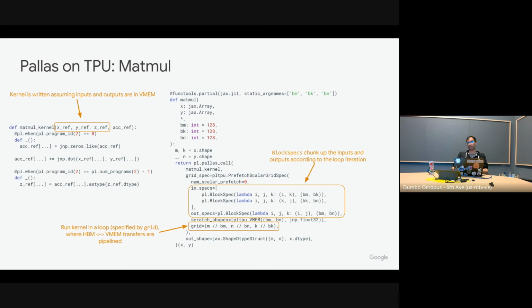The other thing we specify is, for each of these iterations in this grid, what is the block we'd like for each of our inputs and outputs. So you can see it takes a lambda, which is i, j, k, and it basically says, if we're in the ijkth iteration of this nested loop, which index of our input, which block essentially, are we selecting? And in this case, it's a matmul.